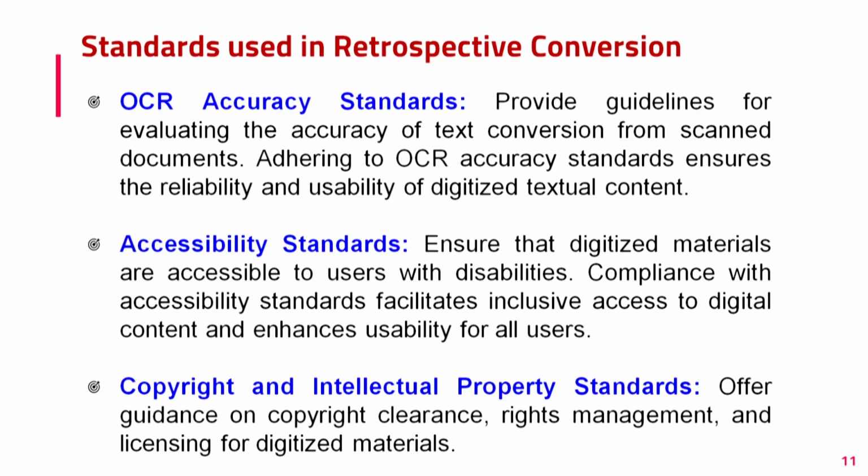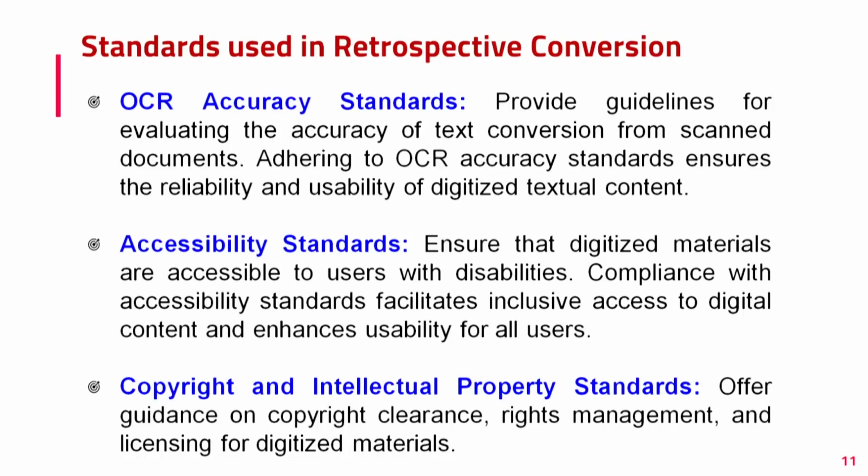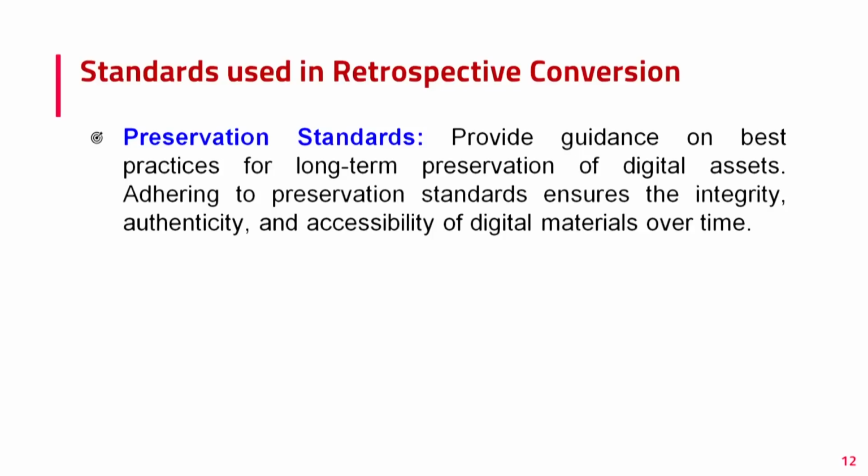Accessibility standards, as you know, will provide a complete scenario or guidelines on how we access, that means mainly how this particular resource will be accessed by the users. So without any interruption, smooth access to that particular resource will be available through this standard. Copyright and intellectual property standards will always give proper guidelines on how we deal with copyrighted material. Preservation and format standards also give a complete idea or guidelines for preserving the material for long-term use without any kind of sustainability issue.